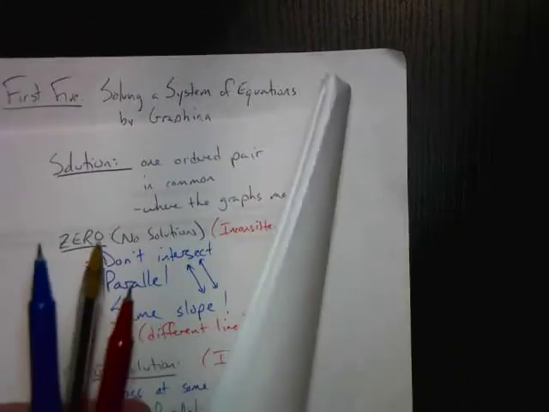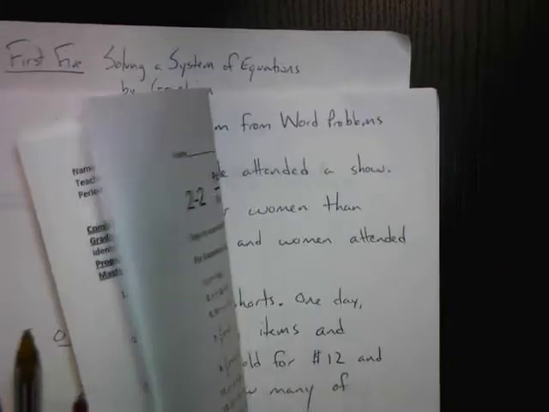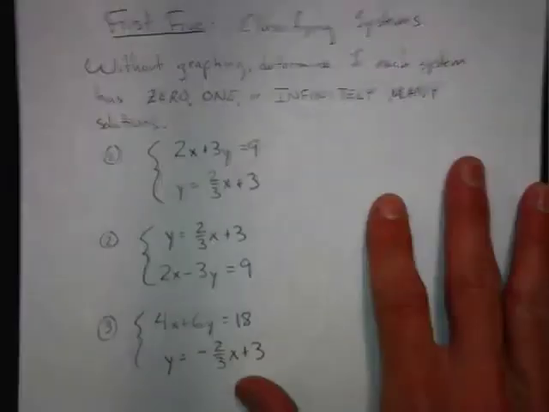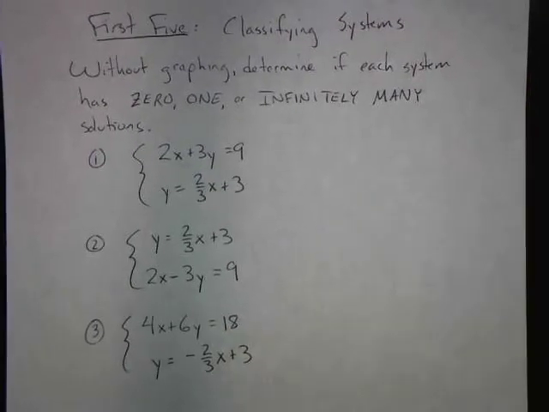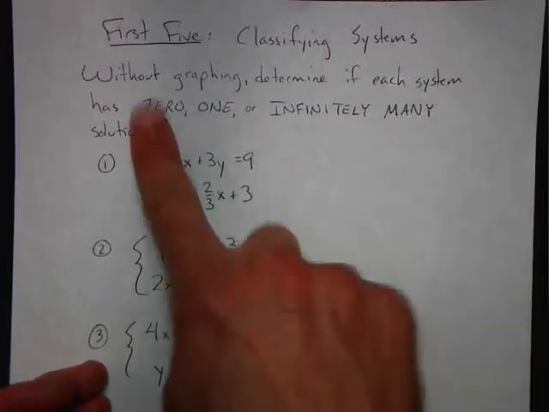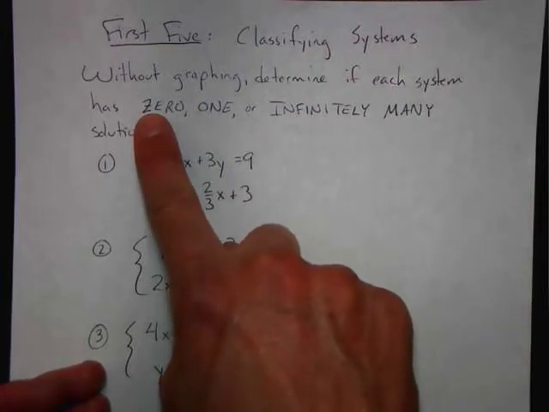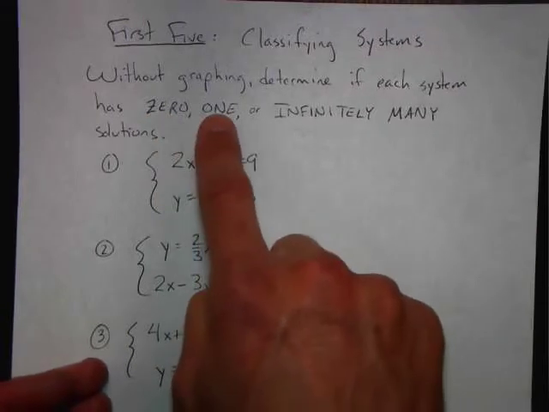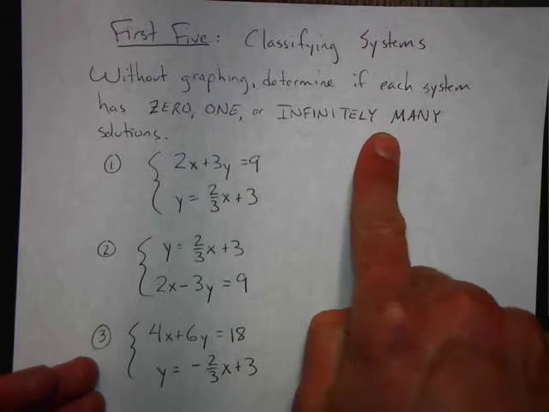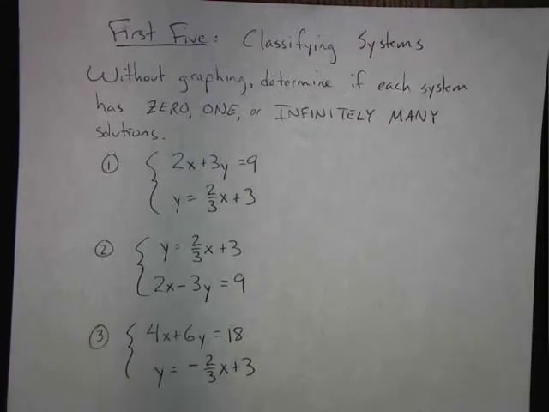So let's go back to the question. Now that we have the concept down, we can go into the question we began with. We have three different systems of equations listed here, and without graphing them, we're going to determine if the system has zero solutions, parallel, not crossing, one solution, different slopes, definitely crossing, or infinitely many solutions, two different equations, but actually they are the same.